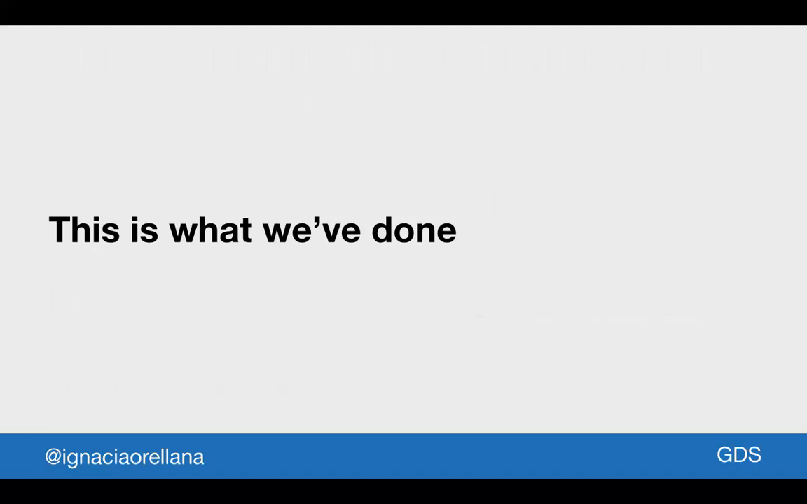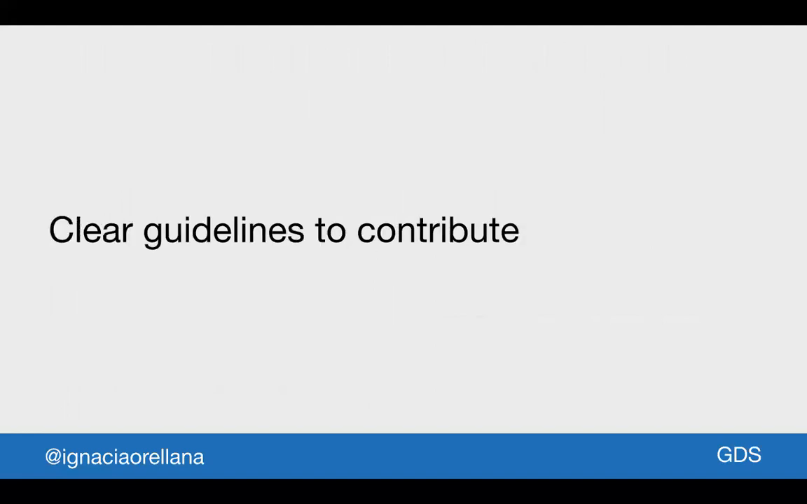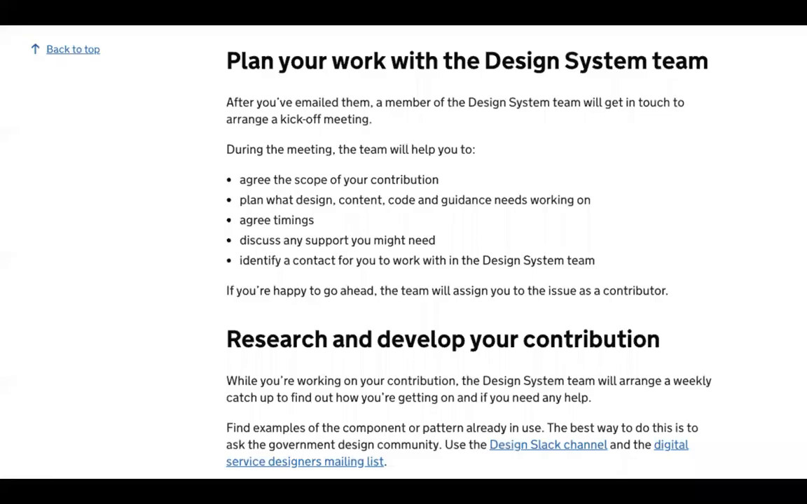So I'm going to share with you some of the things we've done to address those challenges. We started by creating a clear, straightforward process for contributing new things to the system so that users would feel more confident in doing this. We've started by creating guidelines on how to contribute. We've documented the processes for users and published it in the design system. And so in this way, we can set clear steps and expectations on how to do it.